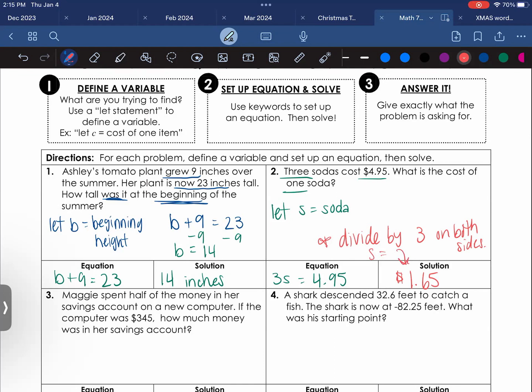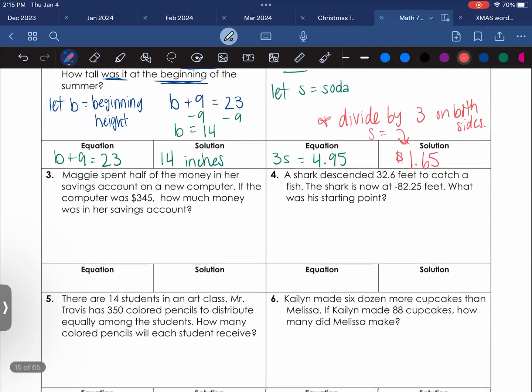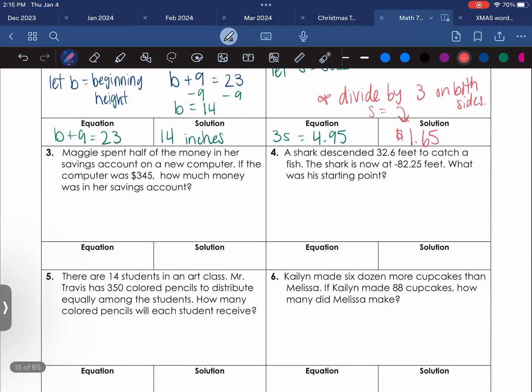All right, go ahead and pause the video here on your own and try numbers 3 and 4 on your own. All right, you should have paused and already got solutions for number 3. So go ahead and check your work now. For number 3, the equation that I set up was 1/2 times x, it can be any letter you want, equals 345.